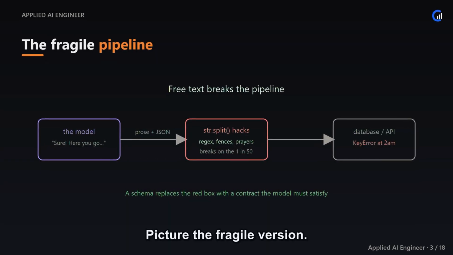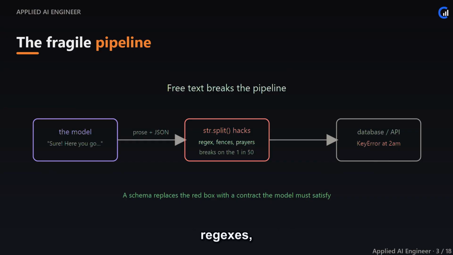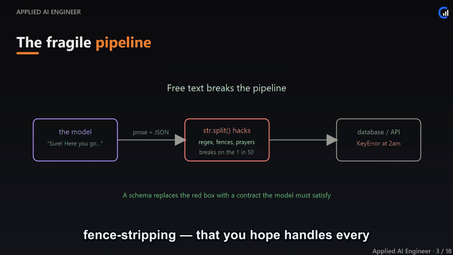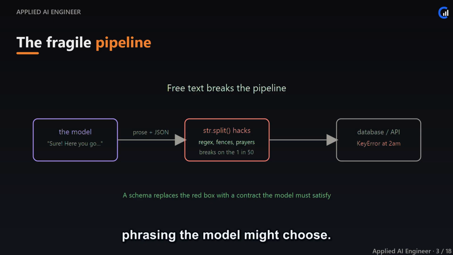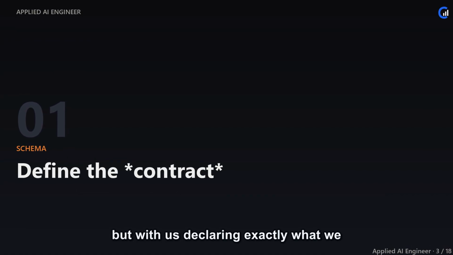Picture the fragile version. The model emits prose mixed with JSON. In the middle sits a red box of string hacks, splits, regexes, fence stripping, that you hope handles every phrasing the model might choose. It feeds a database or an API that expects exact fields. The whole chain is only as strong as that red box, and the model controls its input. Our job this episode is to delete that red box and replace it with a contract the model is forced to satisfy.